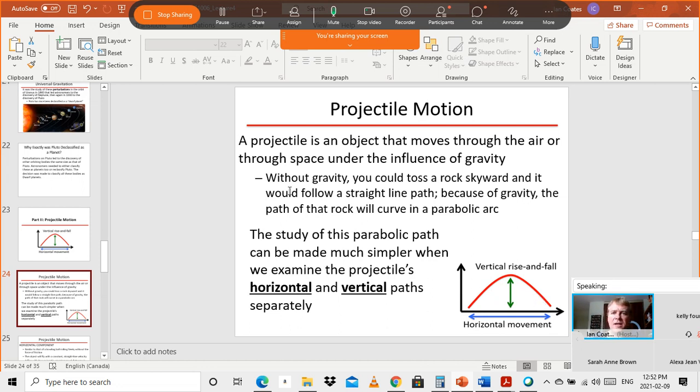Without gravity, you could toss a rock skyward and it would follow a straight line path. Of course it would, because if there's no gravity, the rock is just going to go out into space. The study of this parabolic path, a parabola, an upside down parabola, all right, can be made much simpler when we examine the projectile's horizontal and vertical paths separately. So let's have a look.